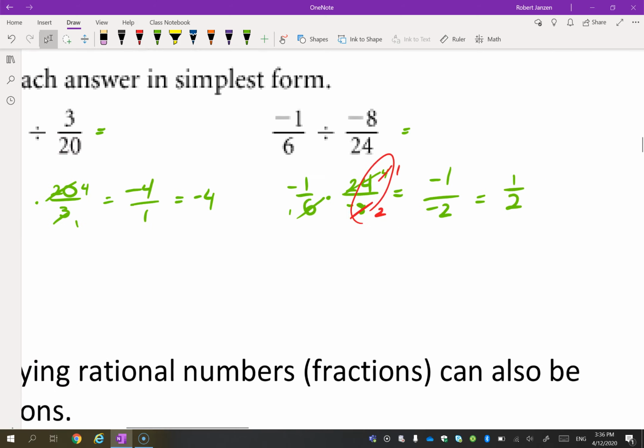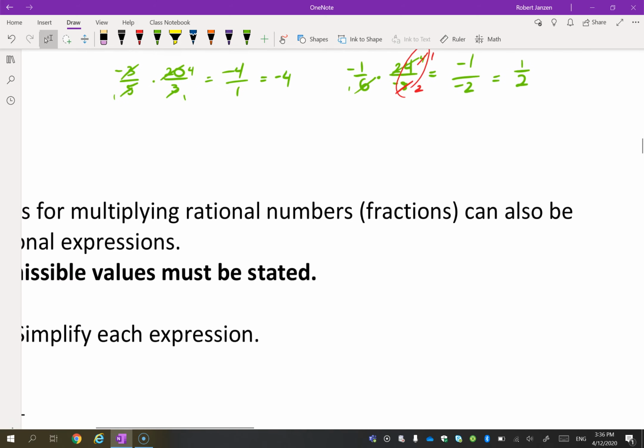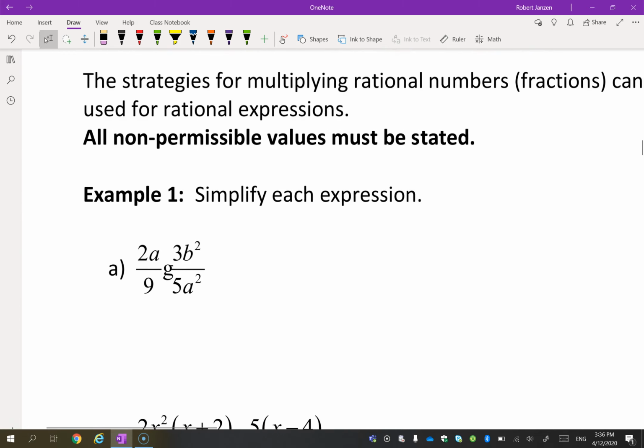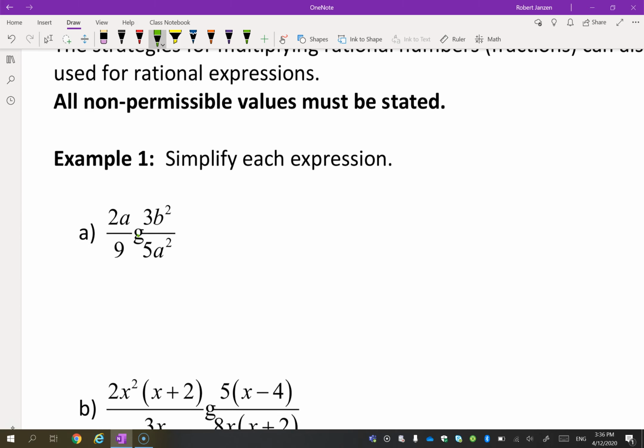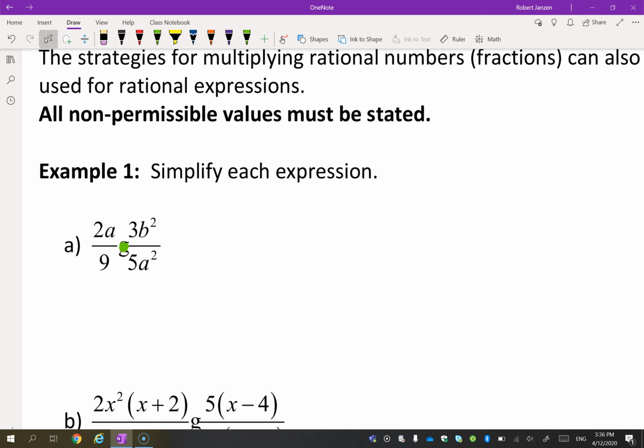Okay, hopefully you remember how to add and subtract, multiply and divide fractions, because you will need that. Okay, so let's take a look at these questions. Ooh, apparently multiplication turns to a G when you post it on OneNote. Okay, so we're multiplying here. You could just multiply across the top, come up with 6ab squared, and then multiply the bottom, 45a squared. You could do that, but I'm going to encourage you to simplify before you multiply. You'll see what I mean in a second.